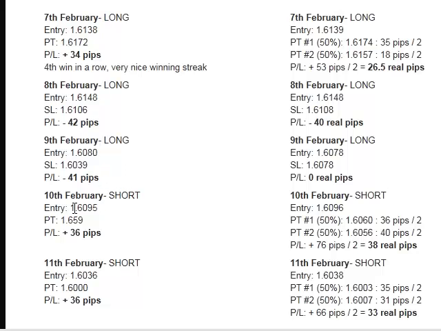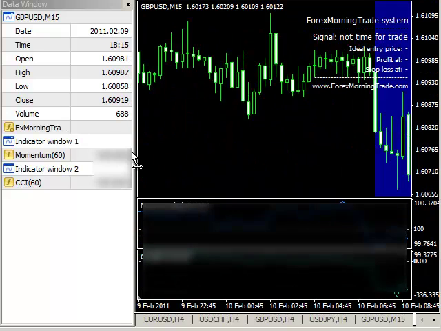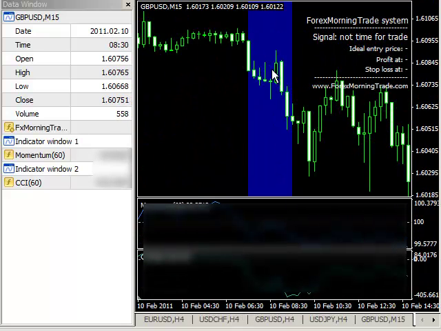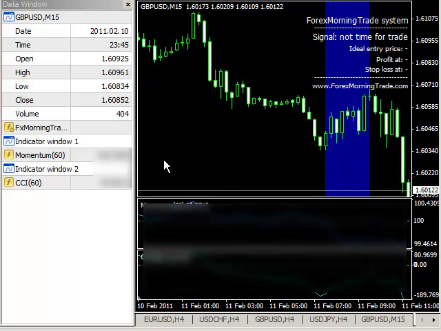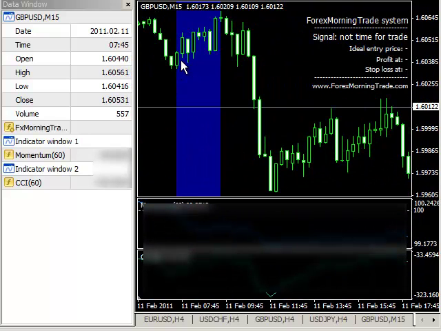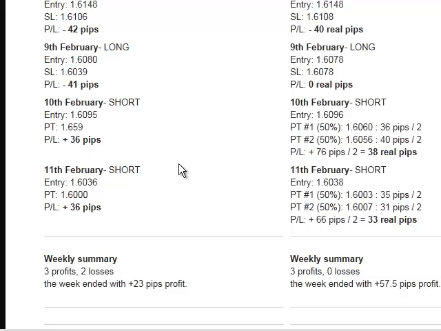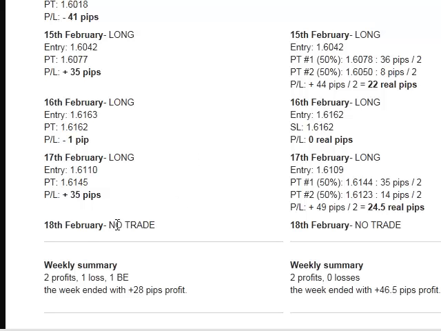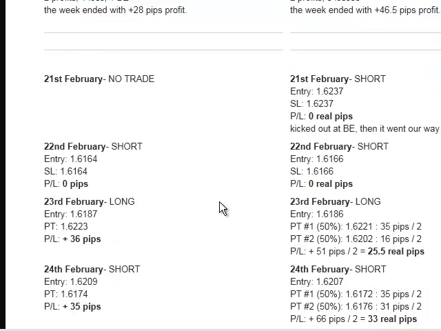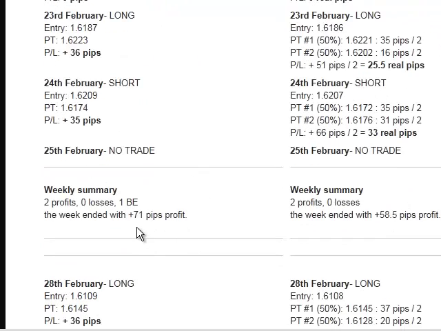So we had those two losses, but then two more profits on the 10th and 11th, both short trades. So let's just look at those real quick. The 10th, short trade. The 11th went up a little bit, and then we got a profit down here. I'll just quickly show you the summaries for the rest of them. 23 pips profit, second week of February. Third week, 28 profit. And the fourth week, 70 pip profit.